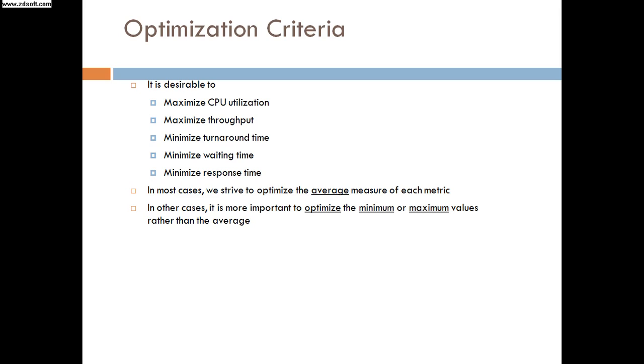Based on these criteria, we can select which algorithm is best for a given scenario. So these are the important things. We have to keep maximum CPU utilization and maximum throughput. The turnaround time, waiting time and response time should be minimized.